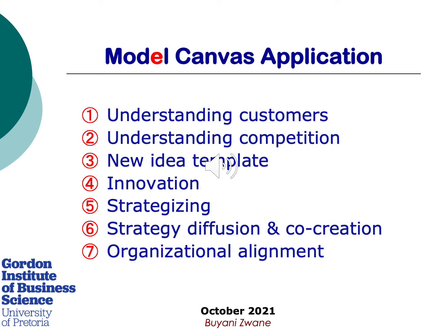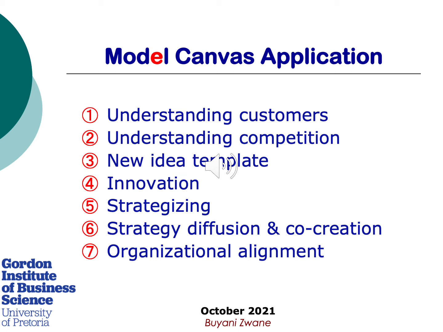There are at least 14 clear applications of the business model canvas. First, the canvas could be used to better understand our customers. Second, it could be used to understand the competition. What are they responding to that we may not be responding to very, very well? The canvas affords us the opportunity to have a template for generating new ideas. It can be used for innovation specifically. It can be used, fifthly, for strategizing. Sixth, it can be used for the diffusion and co-creation of strategy.